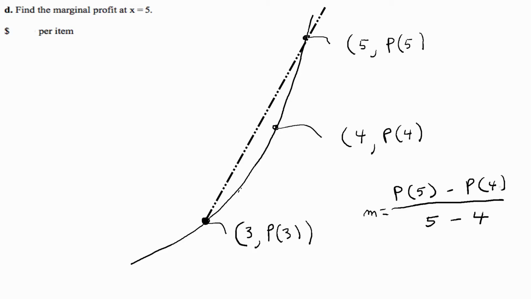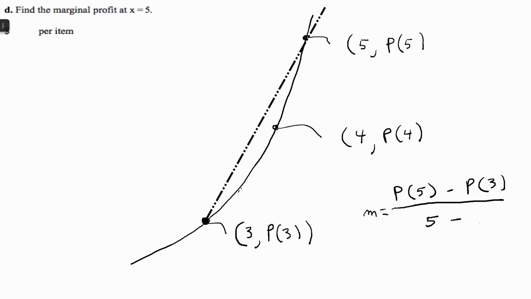See that 3? I made a little error here. Let's back up. I'm going through the wrong points. This is P of 3. So the line is correct. I just didn't calculate at the right points. So this is a 3, not a 4. Okay, so if you calculate that, you get 19. Now the slope of that line is 19.